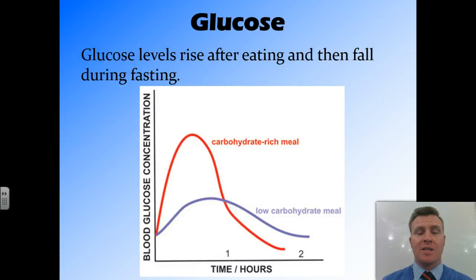Glucose levels in the blood rise naturally after eating, and then during fasting periods between eating, drop back down to baseline levels.